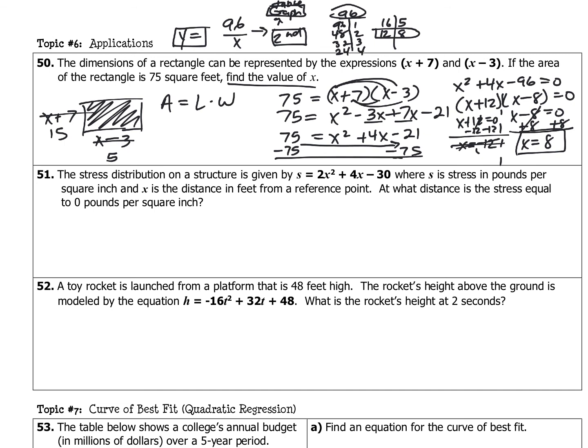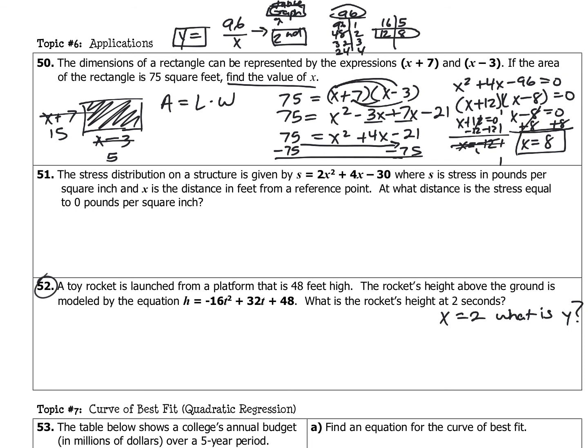All right, so number 52, I'm going to leave for you guys. A toy rocket is launched from a platform that is 48 feet high. The rocket's height above the ground is modeled by the equation. What is the rocket's height at 2 seconds? So this is asking when x equals 2, what is y. Okay, so plug it in, find it out. That's going to be the height after 2 seconds.